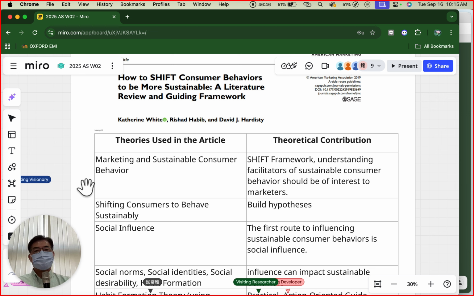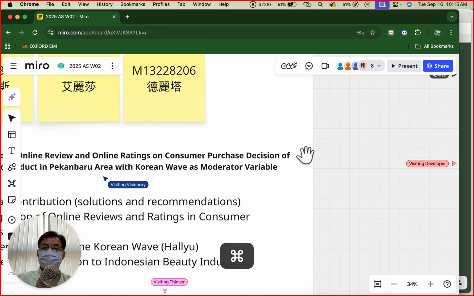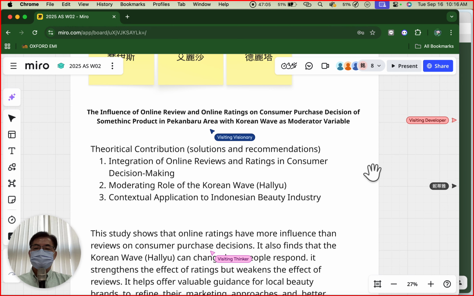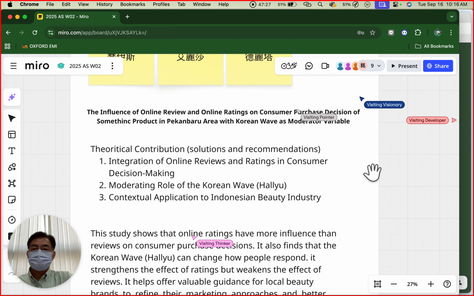So the last one will be group 3. Okay, so our chosen article, the title is The Influence of Online Review and Online Ratings on Consumer Purchase Decision of Some Product in the Pekanbaru area with Korean Wave as a moderator variable. So it has 4 variables here. The independent variables are online review and online ratings, the dependent variable is purchase decision, and we have Korean Wave as a moderator variable.